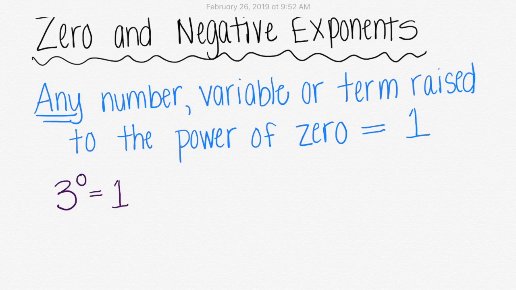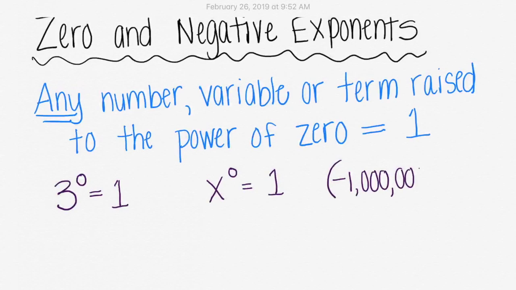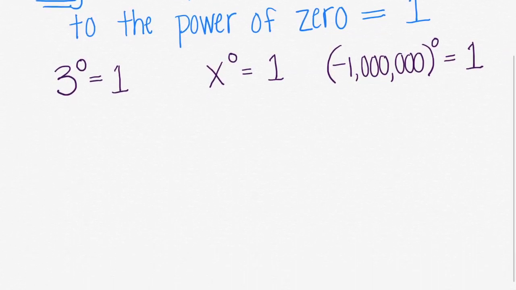This one you can't do in your calculator, but if you have a variable, x raised to the power of 0 is also equal to 1. And last, if you have an even bigger number like negative 1 million raised to the power of 0 is also equal to 1. This is one of those rules that you will just have to remember. So, any number raised to the power of 0 is always going to be equal to 1. Now, let's move on to negative exponents.